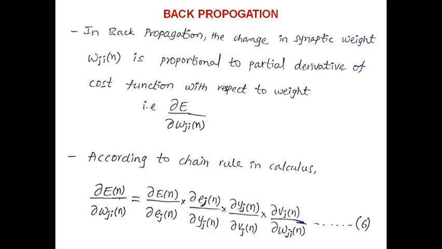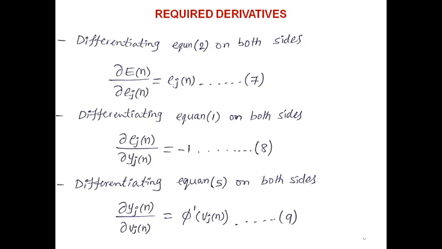So when you rewrite the sixth equation, after differentiating the individual equations, that is by differentiating equation 2 on both sides, you will get dou e of n by dou ej of n is equal to ej of n, as we have already seen. Just to go through properly, going back to the equations: differentiating equation 1 on both sides, dou ej of n by dou yj of n, you will get minus 1.